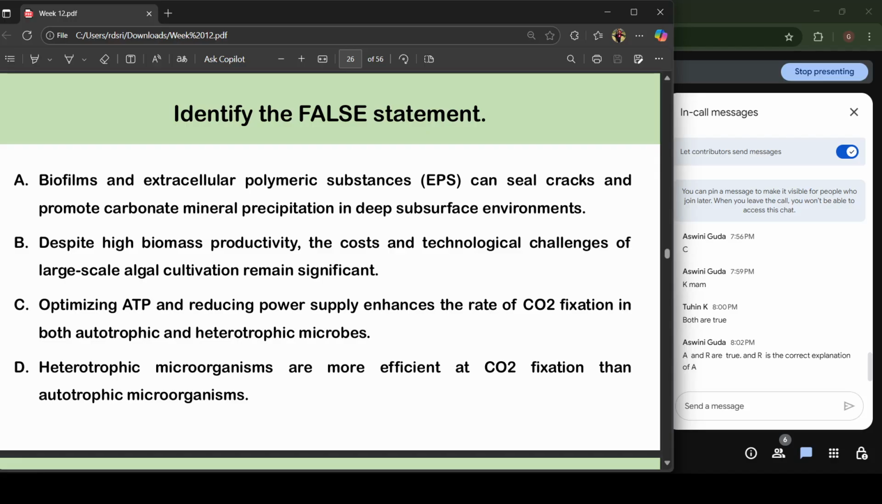Okay, so from these four statements, identify which statement is false. All the statements are related to carbon capture only. So take your time, read slowly, and identify which of the statements is false. If possible, identify what is false and try correcting it also.